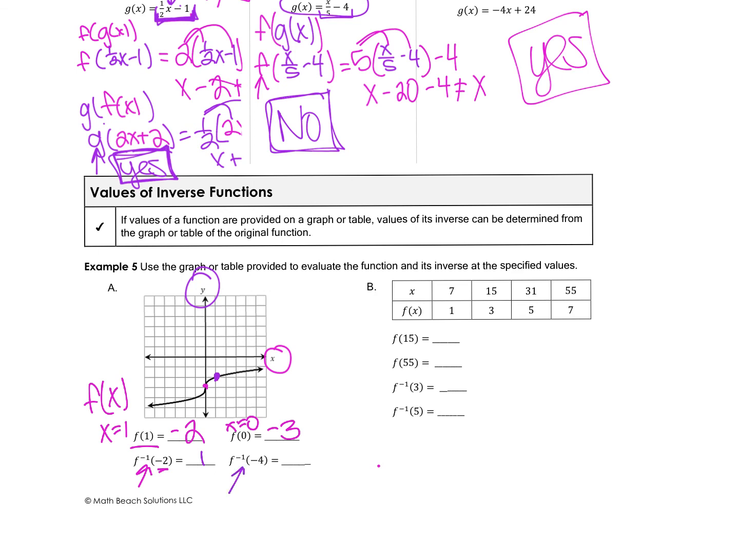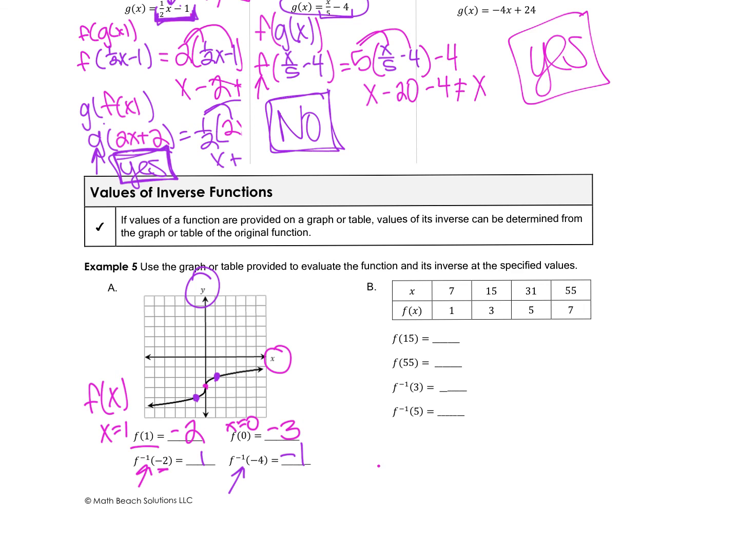Same thing here. This means the opposite. So really they're giving you the y value. So go to -4. Go over. And so your x would be -1. So those are a little tricky. So if it says inverse, you're looking at the y value, because remember when you find the inverse, you switch x and y. Okay, so that's from a graph.